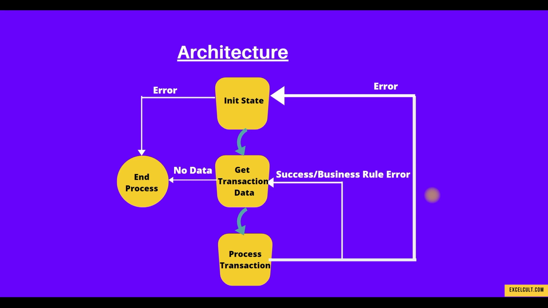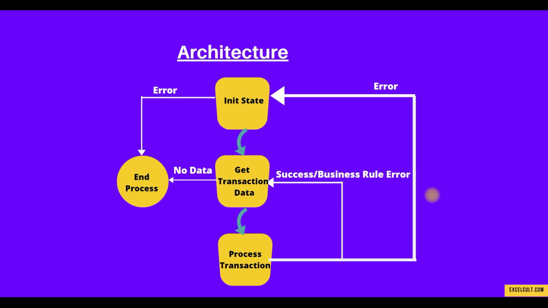So it is directly going to init state again in case of system not working or network issues or network error. So it will go to init state, it will try to repeat the whole process again. So if it's not working, again error, it will just end the process.